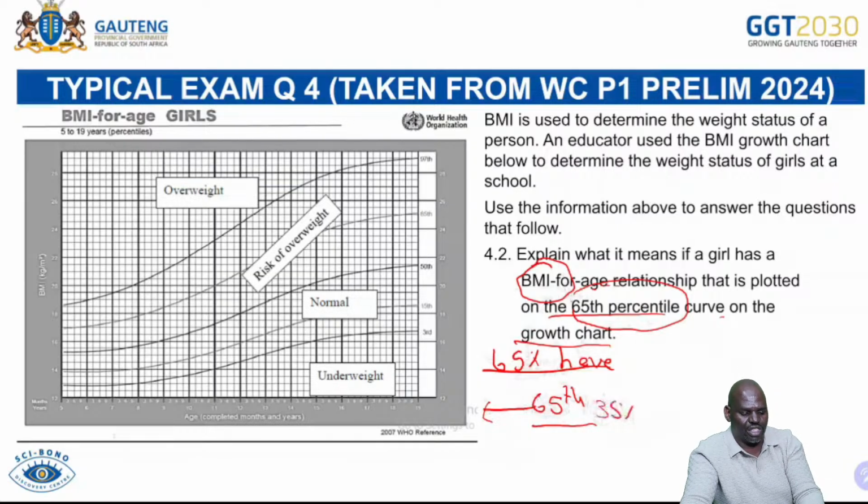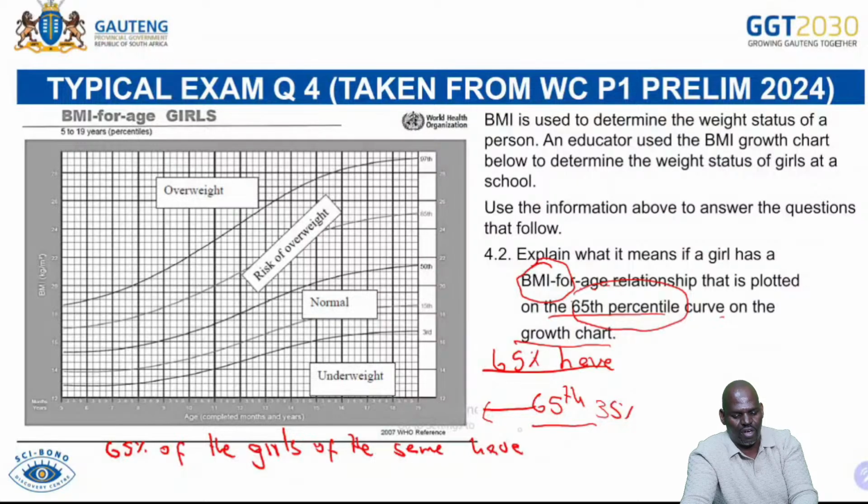So if I write it in simple terms, I will say 65% of the girls of the same age have the same BMI as the girl or lower BMI.